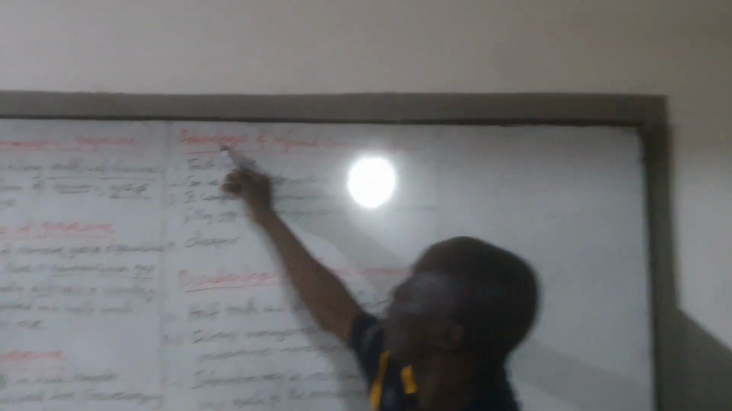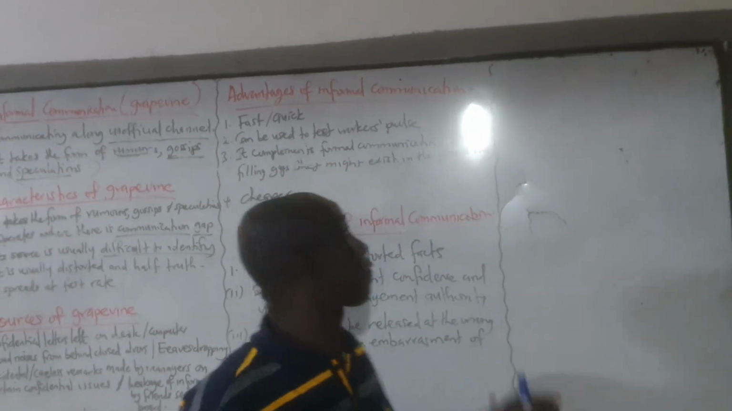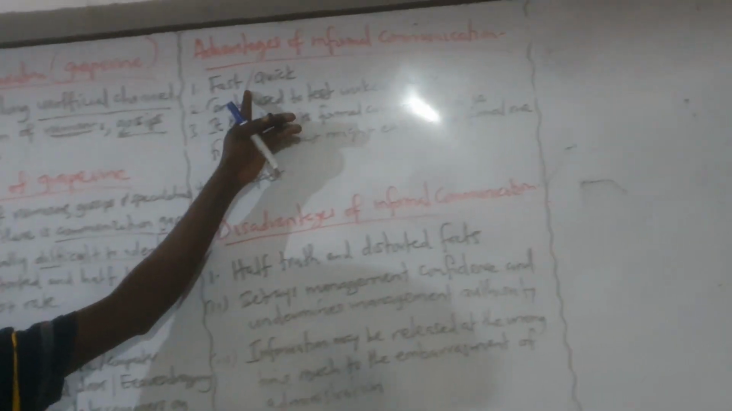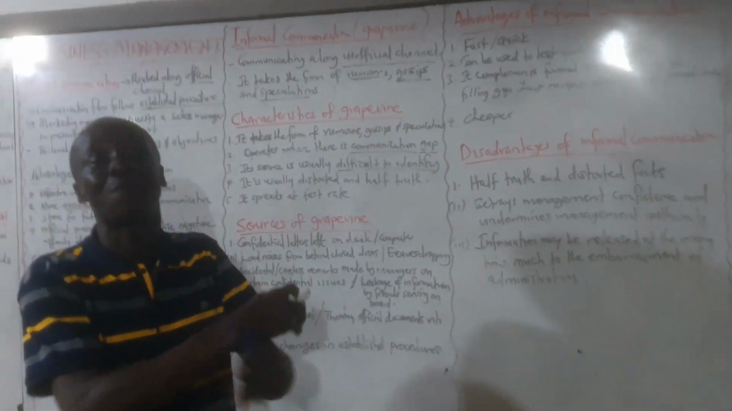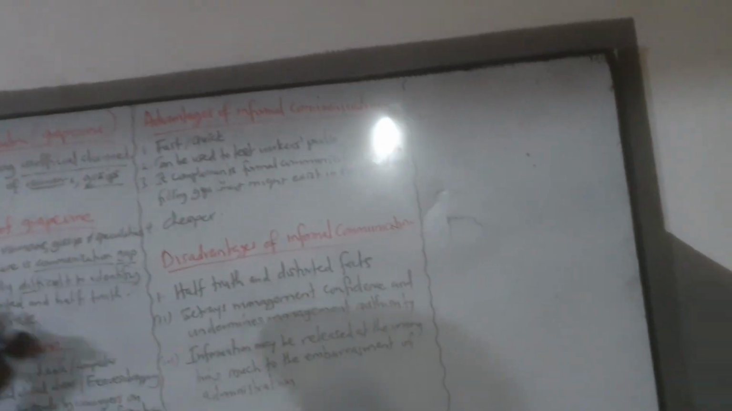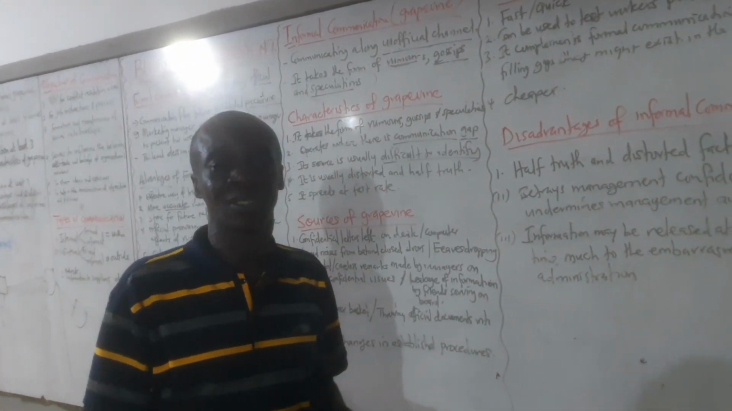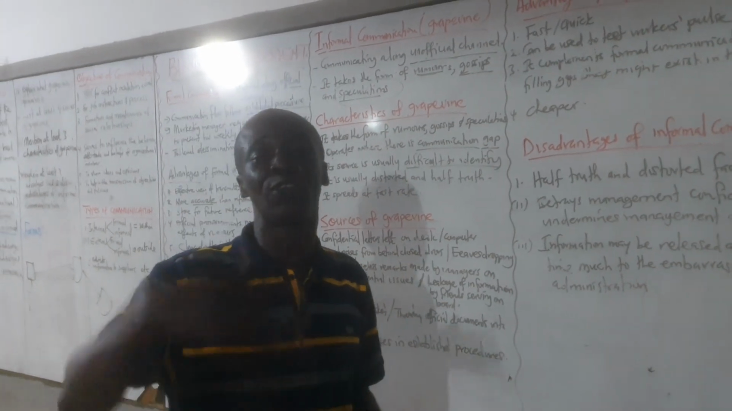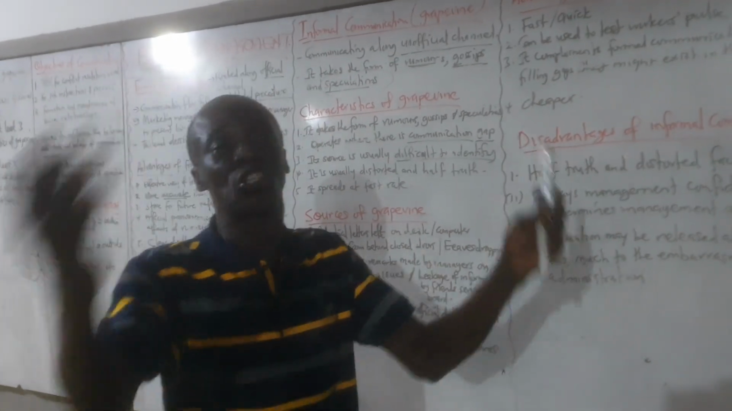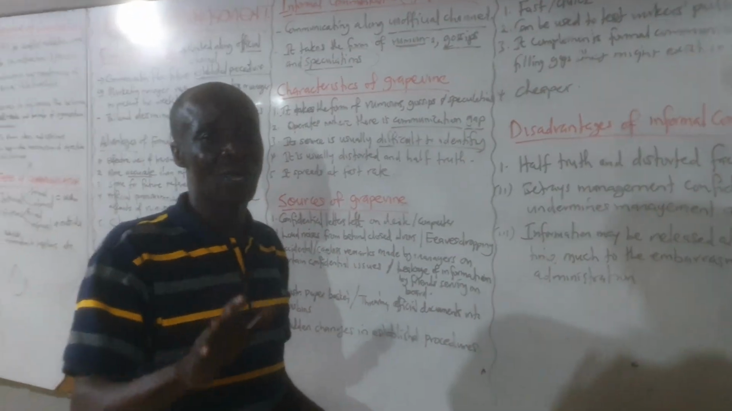The next one, we are looking at the advantages of informal communication. Very simple. The first one has already been done here. We said that it is very fast. It spreads at a very fast speed. So that's the first one. The second advantage is that it can be used to test workers' pulse. Remember when we were talking about the formal organization, we said it cannot be used in testing the pulse of workers in respect of policy changes. But this one can be used to test the pulse of workers.